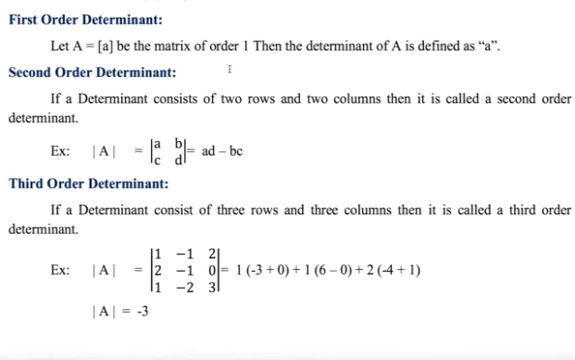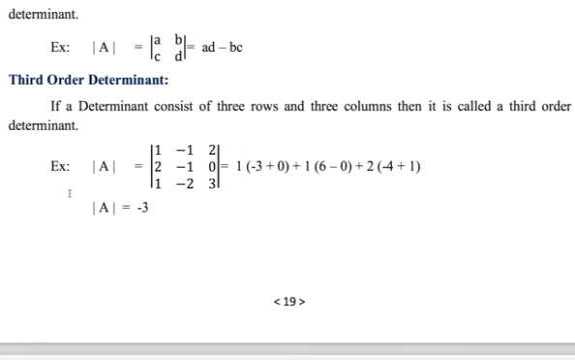First order determinant: when A is a matrix of order 1 by 1, the determinant of A is defined as A. Second order determinant: always remember that determinants are obtained only for square matrices. For the 2 by 2 matrix with entries A, B, C, D, the determinant is AD minus BC.